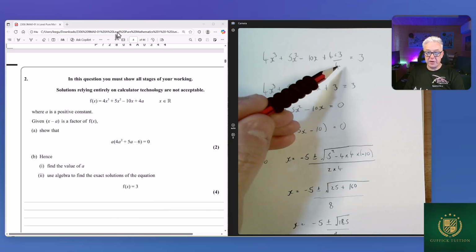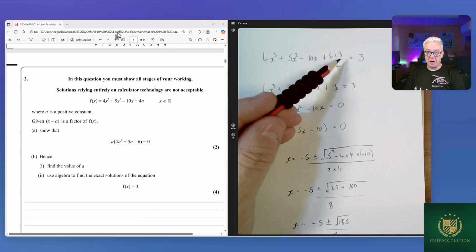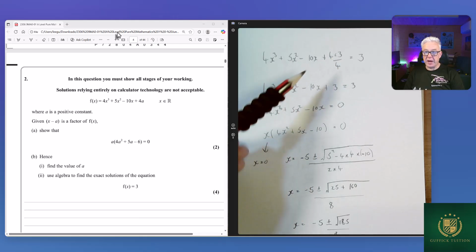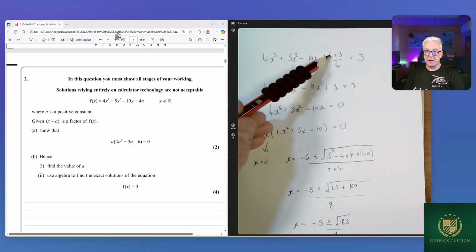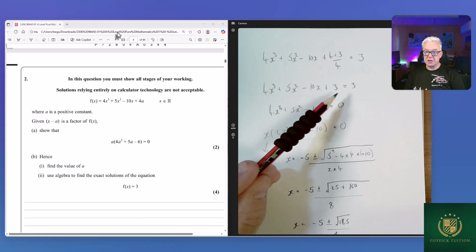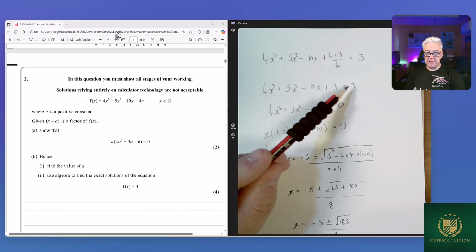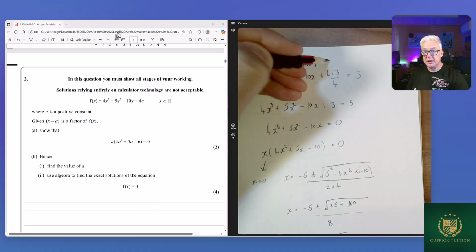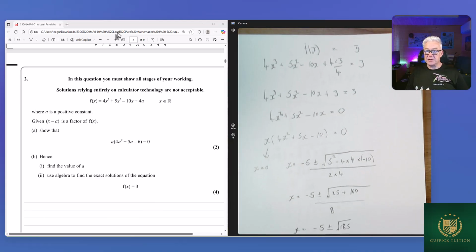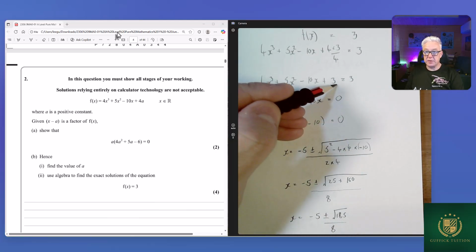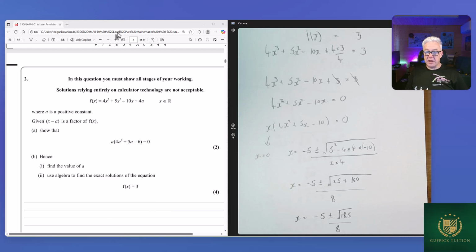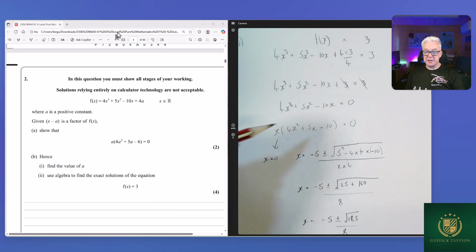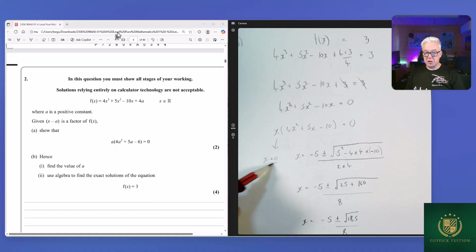So we now know that a is 3/4 from the first part of part B. So we can put that in, and then 3/4 times by 4 gives us 3. So we can then equate this to 3 because this is f of x is equal to 3. So that's our f of x equals 3. Then we subtract 3 from both sides, so we get that goes there, and we get this expression here. Now this is nice because we can take out a common factor of x, which would give us a solution of x is equal to 0.